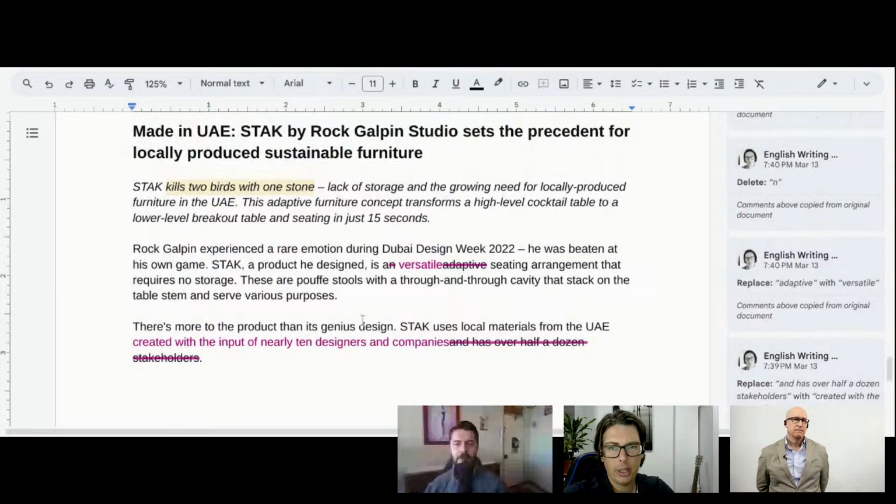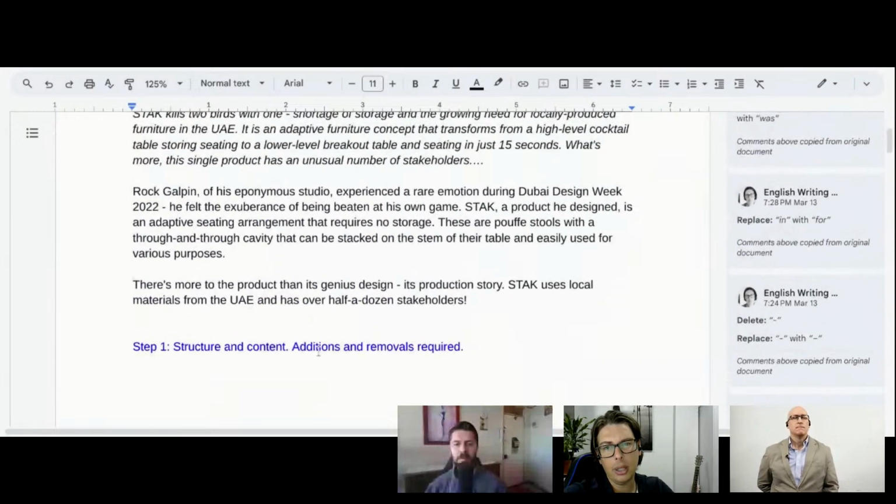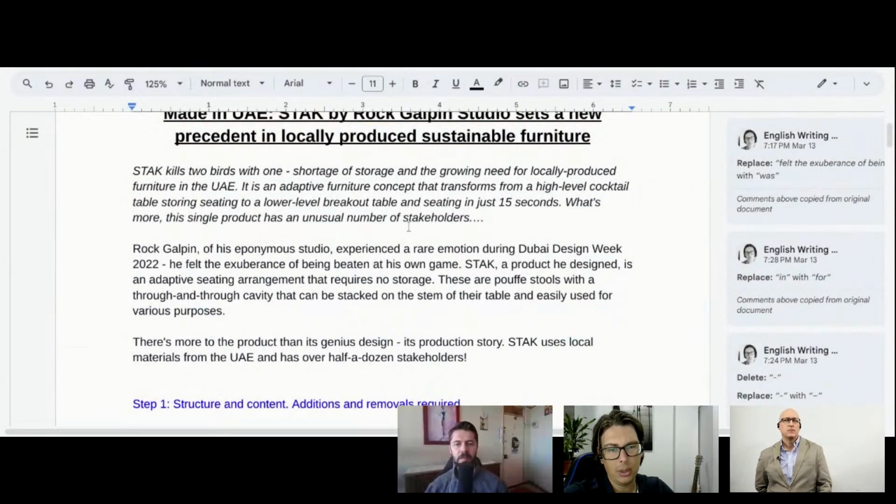And I hope that goes some way to explaining the different types of things I edit for. So remember, if we go back up to the top, the first idea was I would read something through and see what it needs added or removed.